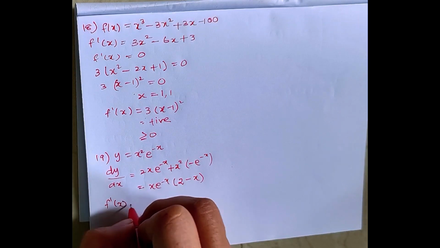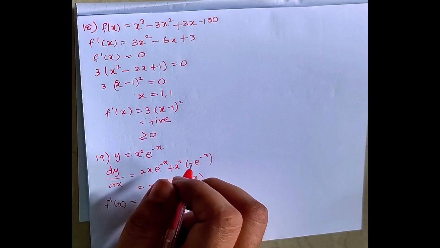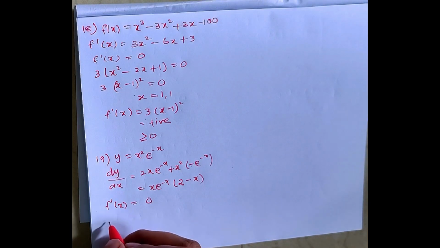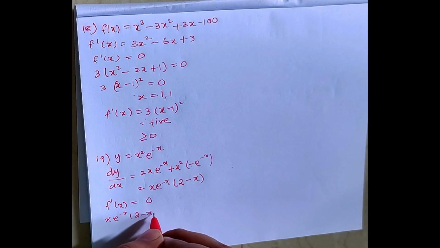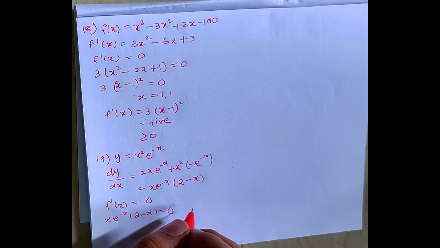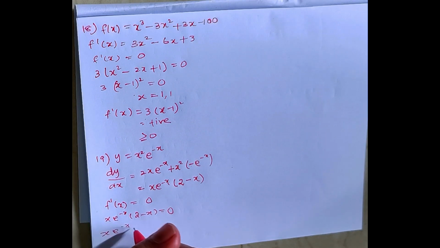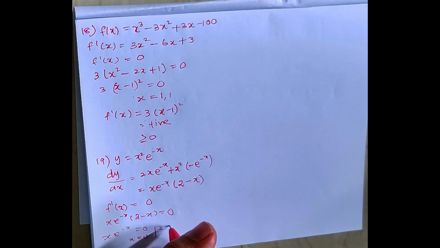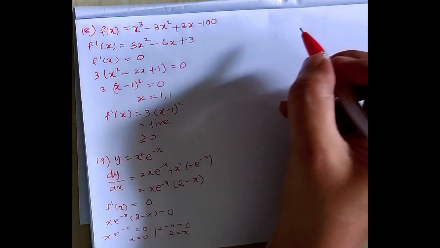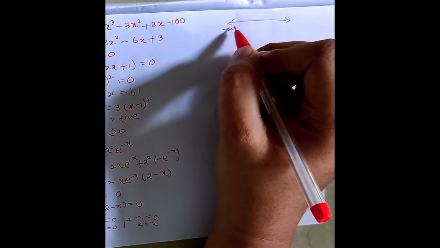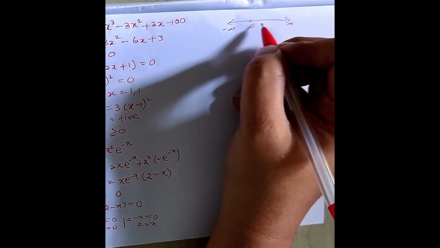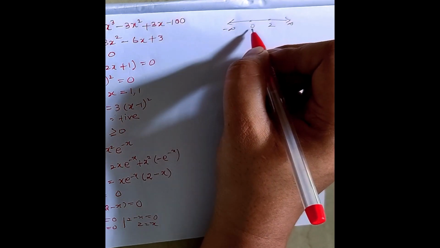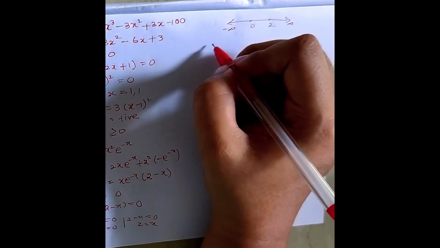If we take this, to find the x value, we equate to 0. That is x into e power minus x into 2 minus x equal to 0. So 2 minus x equal to 0, x is equal to 2. And x into e power minus x equal to 0, we will get x as 0. So we get the x values as 0 comma 2. And we plot on the number line, minus infinity comma infinity, it is 0 and 2. We get the intervals minus infinity comma 0, 0 comma 2 and 2 comma infinity.